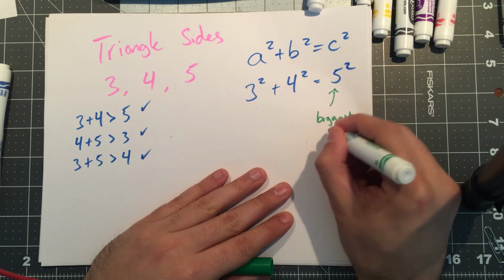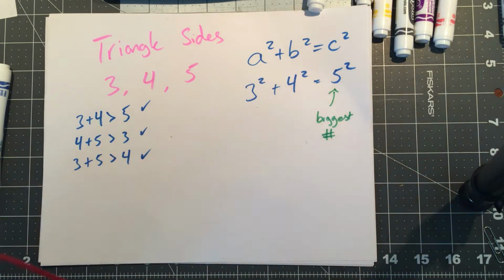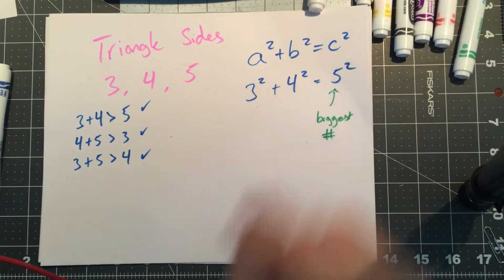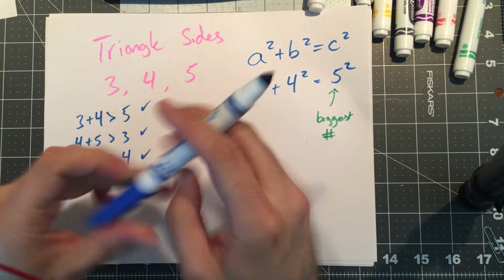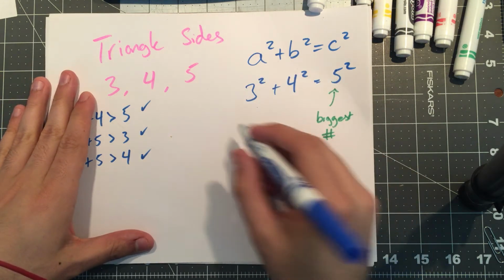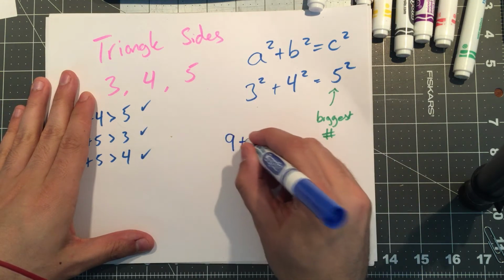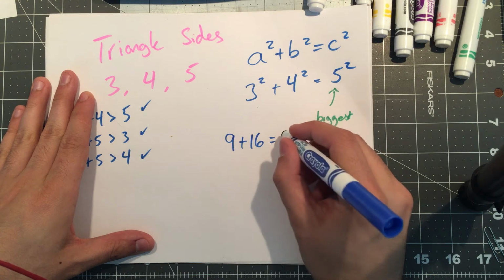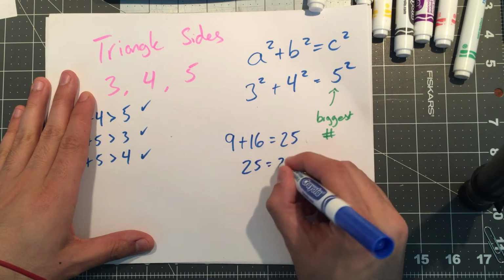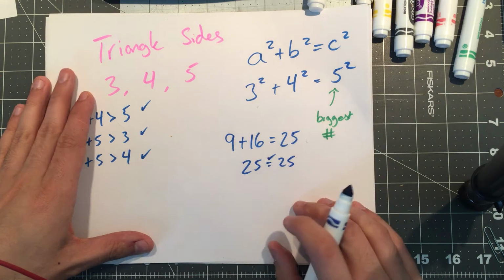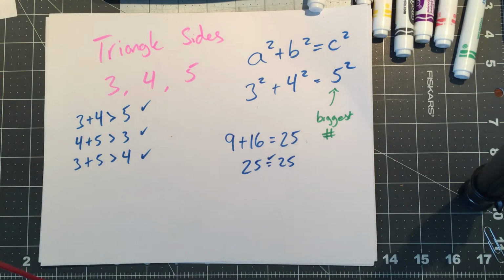The biggest number has to go over there. Because remember, a right triangle has a hypotenuse, and the hypotenuse is the c squared. And sure enough, this works out. This is something called a Pythagorean triple. So a Pythagorean triple is 3 whole numbers that come together to make a squared plus b squared equals c squared. Makes sense. So that works. That is a valid right triangle.